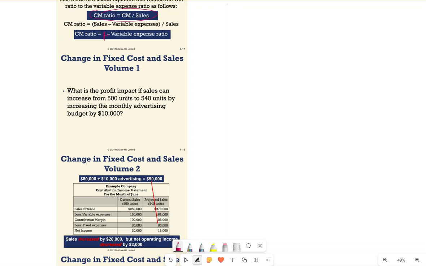When do they change? When they tell you in the question, say, what is the profit impact if the sales increase from 500 to 540 units? My sales were 500 originally. Now my sales are 540. There's a change in my sales units, which is 40. If I take the 40 and multiply by the contribution margin, that's my first change, and it is an increase. Then they said the monthly advertising budget is increased. So you also have your fixed expense that also increased by $10,000.